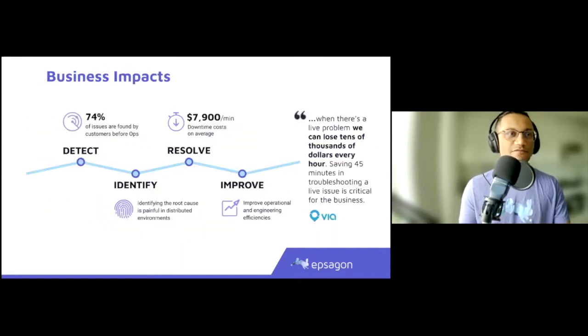In terms of business impacts, we've seen almost 3/4 of issues being found by customers before they are discovered by the operations team. It has become increasingly difficult to root cause these issues in a distributed world. Also, every minute of downtime costs companies around $8,000. These are huge numbers. So how do we reduce these numbers? Well, observability can definitely help in a significant way.